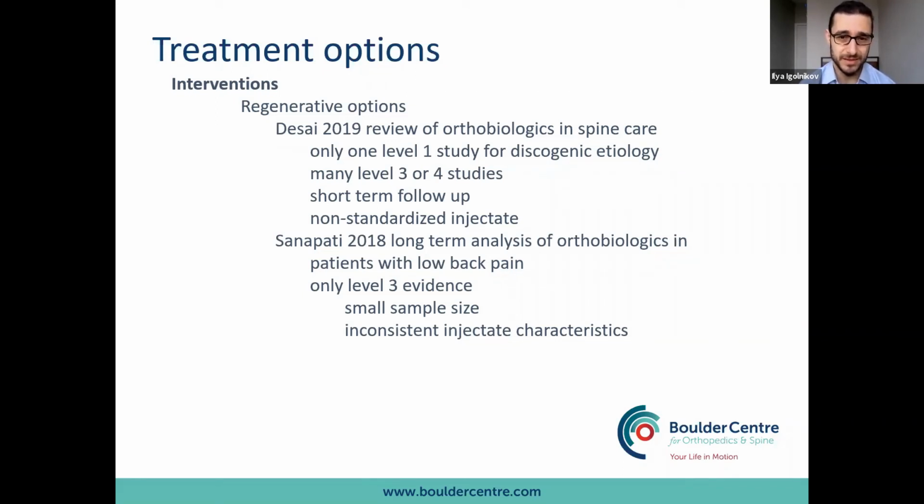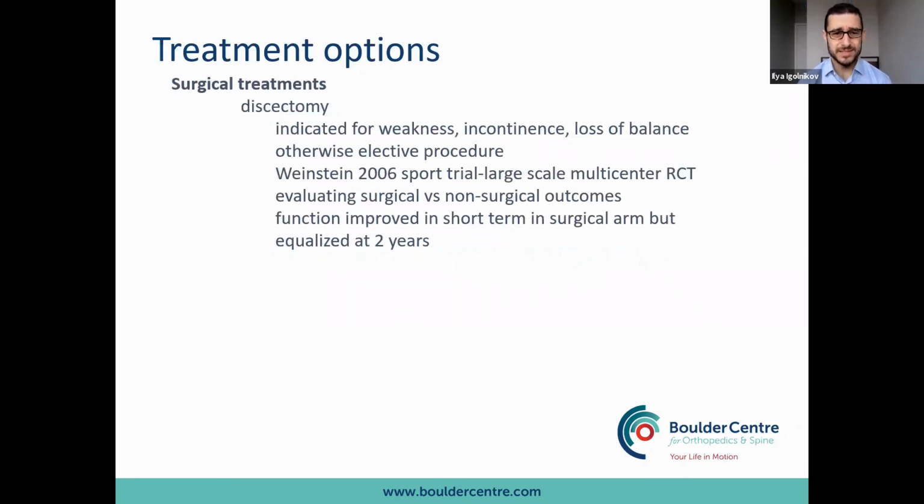So Szameitat did a long-term analysis of orthobiologics in 2018, and this was the only review that I found that had a long-term analysis, and they only reached level 3 evidence. Again, there was a small sample size, and the injectate characteristics were inconsistent, meaning they looked at different centers or different studies, and they tried to compare, and it's really hard because there's a lot of different places that do these injections a little differently. And so it's hard to add up data from a lot of different places because you're not comparing apples to apples. And lastly, we'll talk a little bit about surgical treatments.